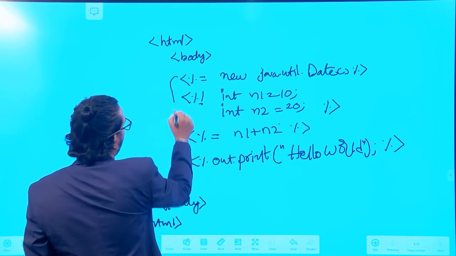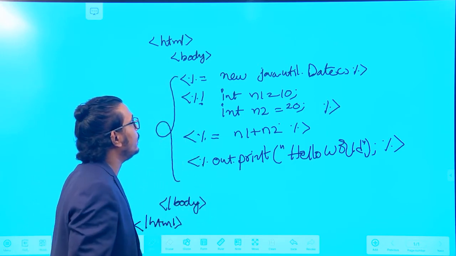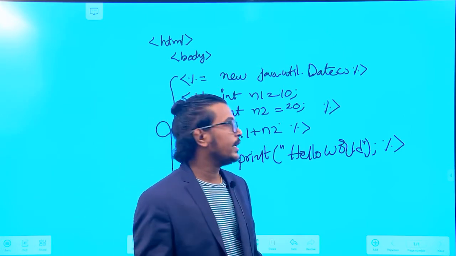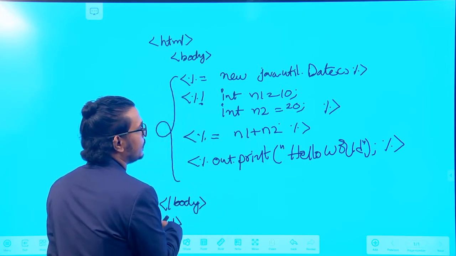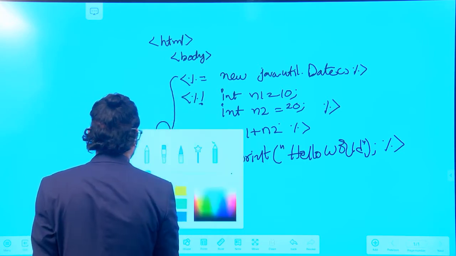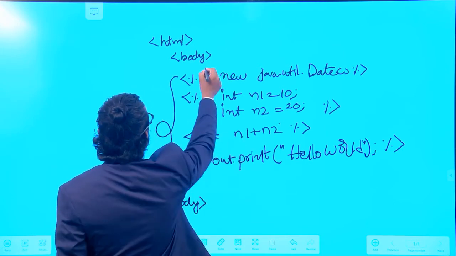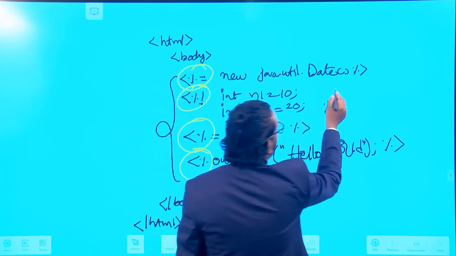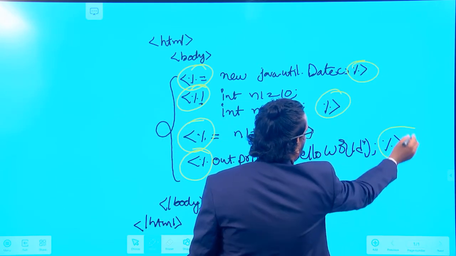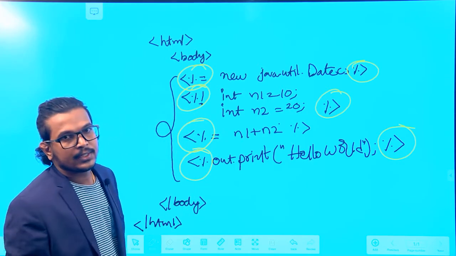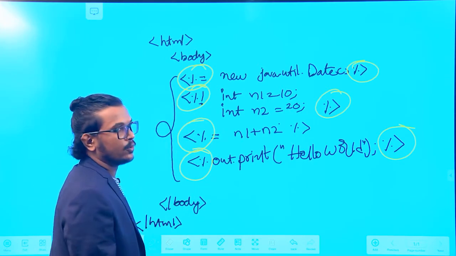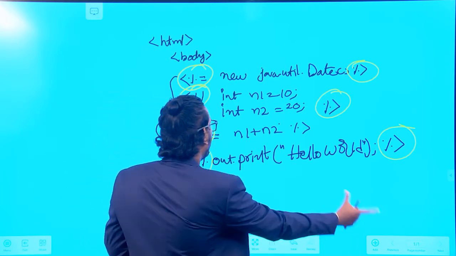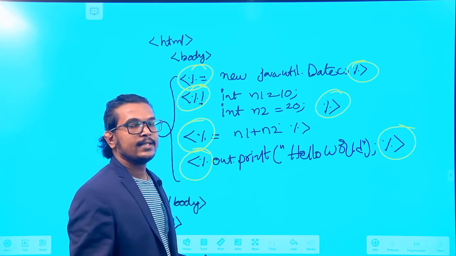Here we are embedding the Java code in our HTML page with the help of these scripts. These are called the script tags or scriptlet elements. With the help of these scriptlet elements only, we are embedding that particular Java code in our HTML page.